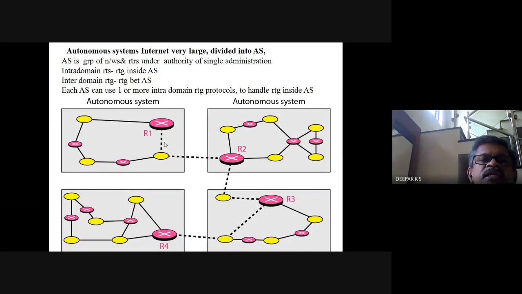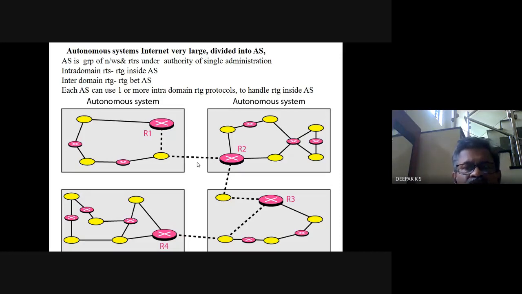And routing inside an autonomous system is called intra-domain routing. Intra-domain routing means routing within an autonomous system. And inter-domain routing, that is routing between autonomous systems. So there are many autonomous systems. So the whole network is divided into autonomous systems, and routing within the autonomous system is called intra-domain routing, and the other routing between autonomous systems is inter-domain routing.